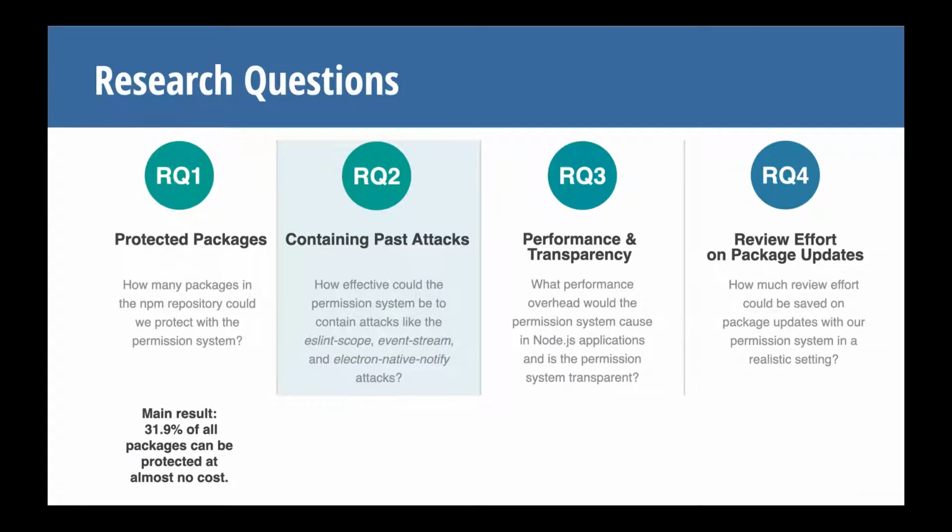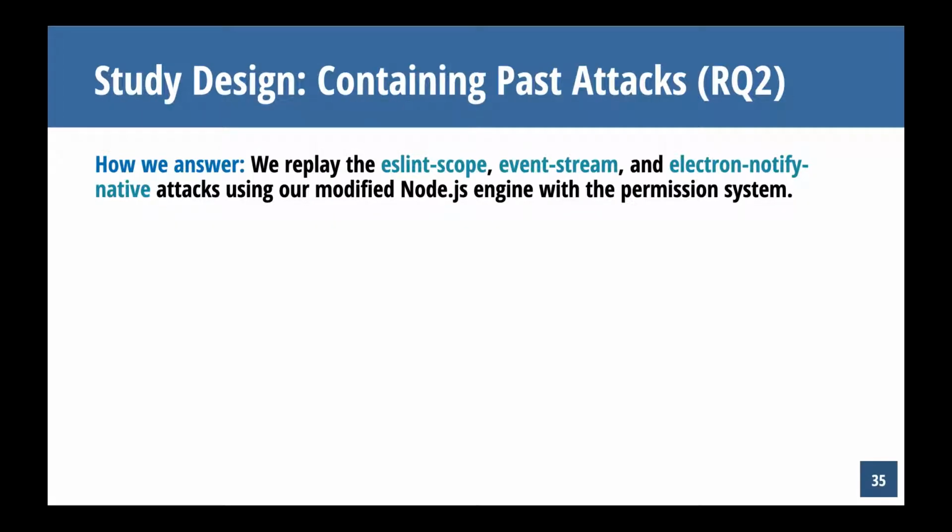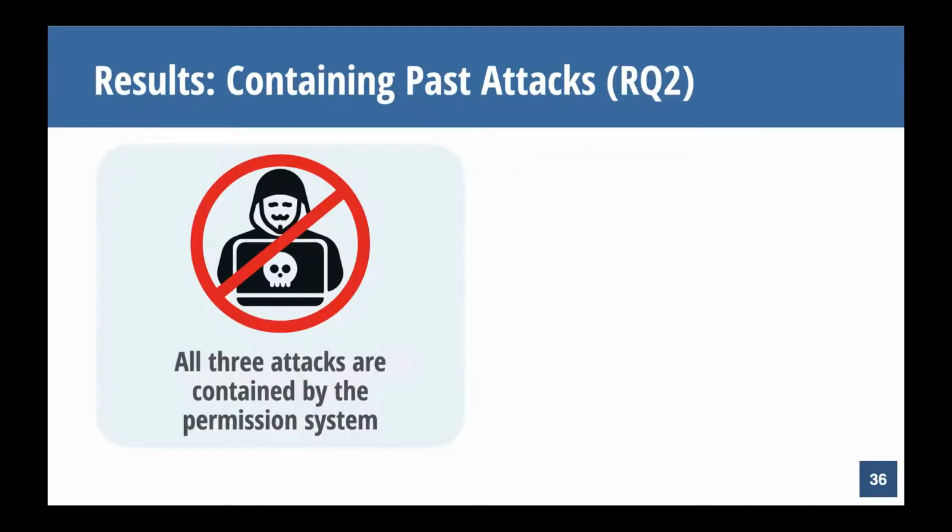Moving forward to our second research question, we analyze whether the permission system could contain attacks like the ESLint scope, event stream, and electron-native-notify attacks. To answer this research question, we replay all 3 attacks using our modified Node.js engine with the permission system. And the main result for this research question is that all 3 attacks are contained by the permission system.